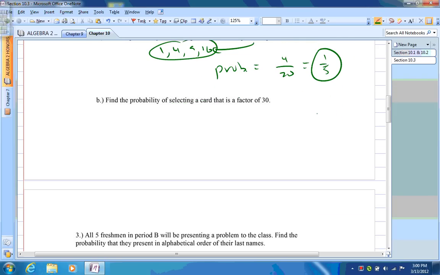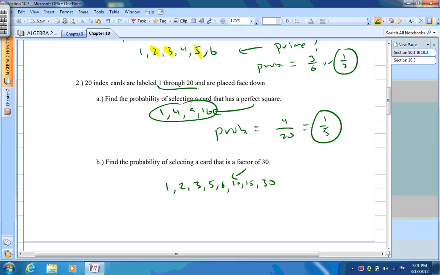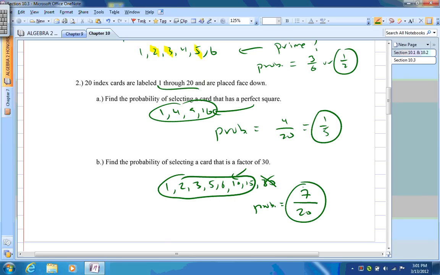Find probability of selecting a card that is a factor of 30. Well, the factors of 30 are the following: 1, 2, 3, 5, 6, 10, 15, and 30. But remember, our cards are only 1 through 20. So we don't care about using 30, but we do care about these 7 numbers. So the favorable situation, meaning that you pick a number as a factor of 30, there's 7 favorable situations, and there's 20 total situations. So the probability would be 7/20.